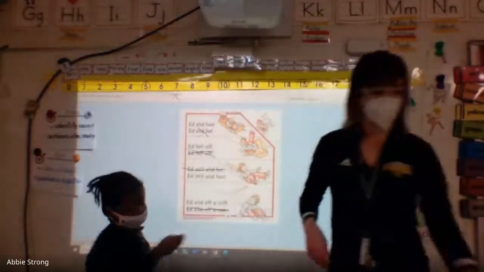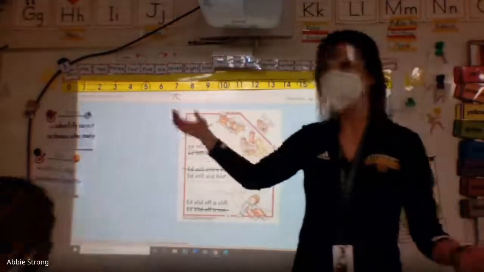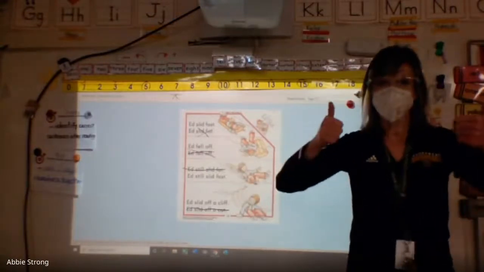There you are. All right. Kindergarten, did we meet our student-friendly learning target of identifying the correct sentences in a story? Yes, we did. Great job.